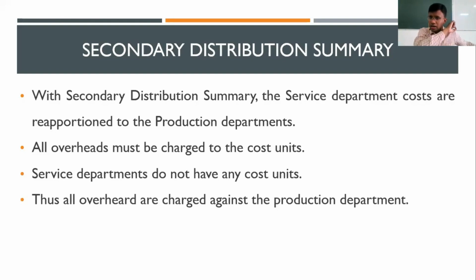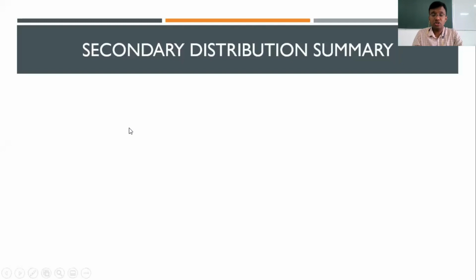So in a nutshell, the bottom line of preparing the primary as well as the secondary distribution summary is to charge back all the overheads to the production departments. The reason we do this is that we want to channelize all the overheads we have incurred back to the production departments. That's the reason we prepare the secondary distribution summary: to charge back all the overheads to the production departments.